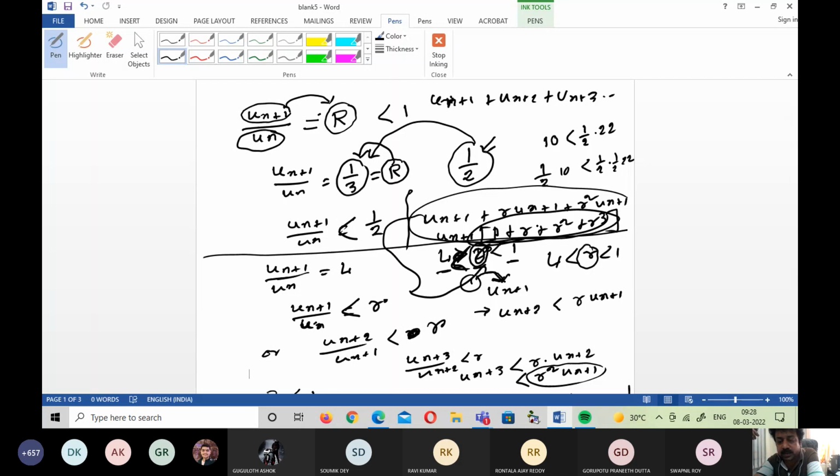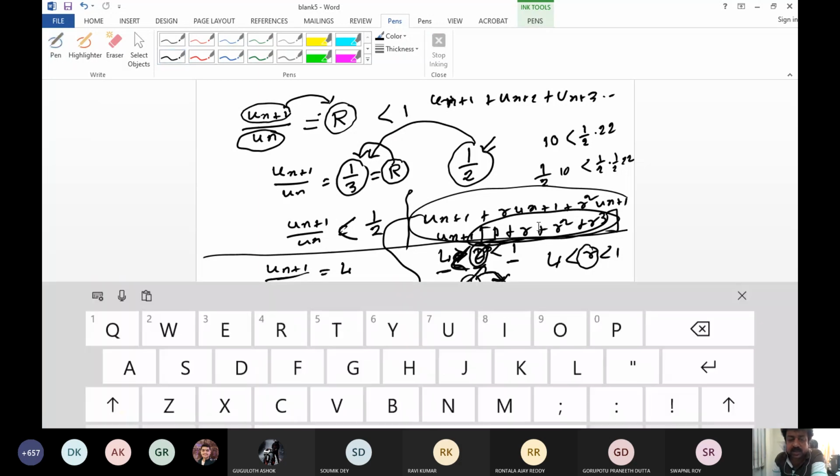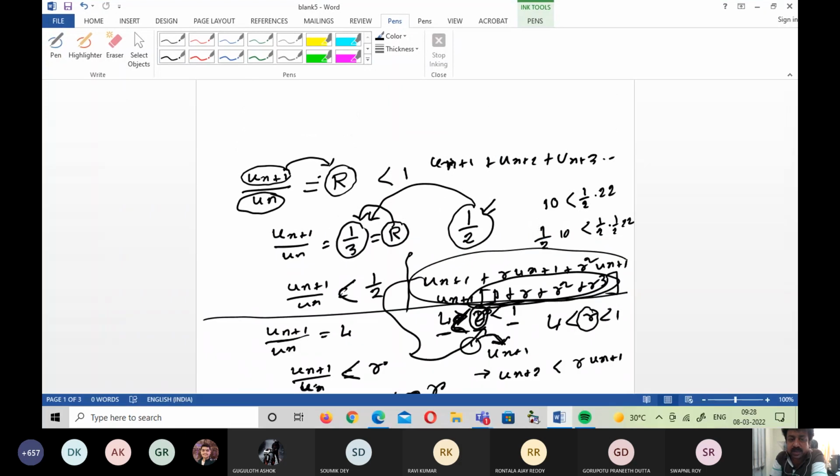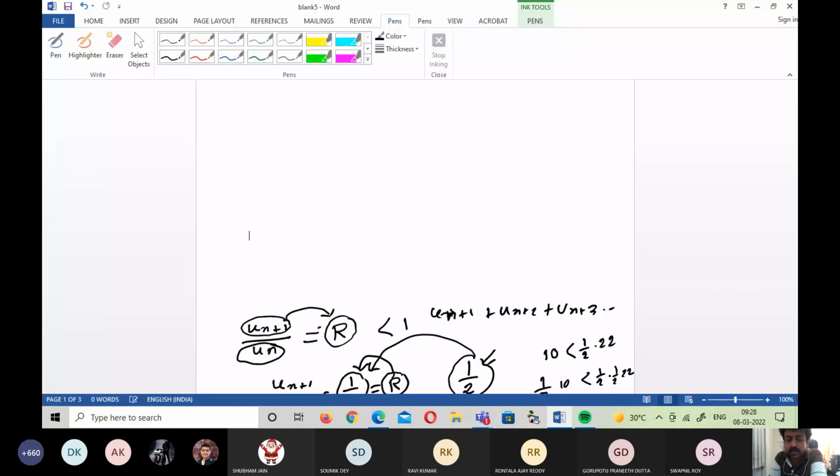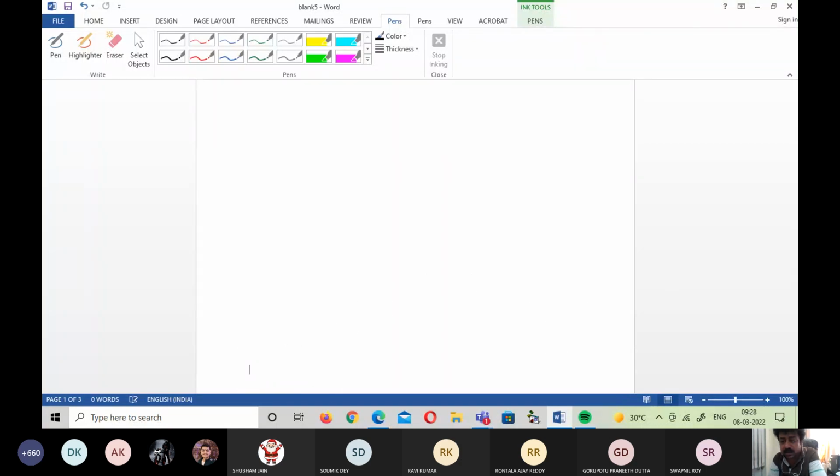Is it clear to all of you? Yes, sir. Okay. Now consider two example problems that belong to this particular part. Any question? You should start from u(n). I have started from an arbitrary value and I have proved that the partial sum is convergent.